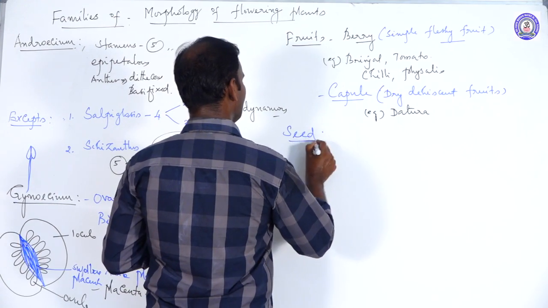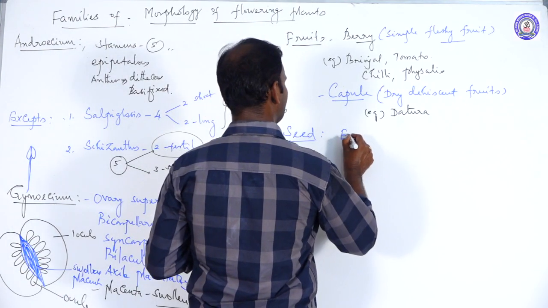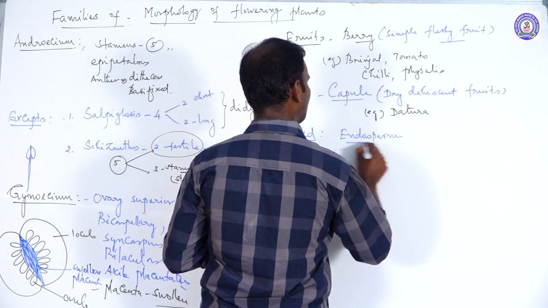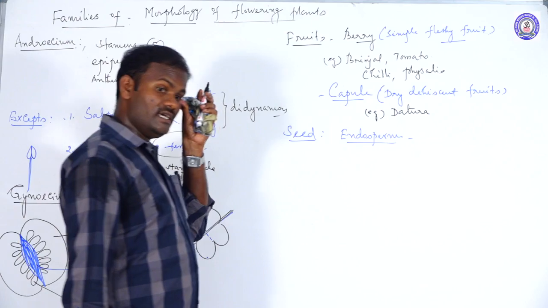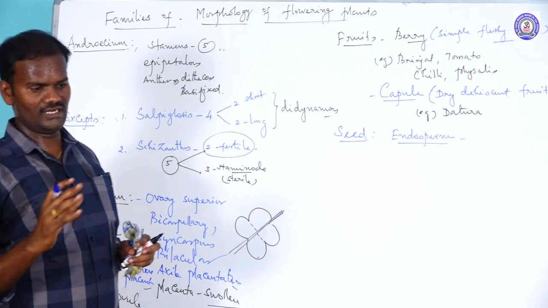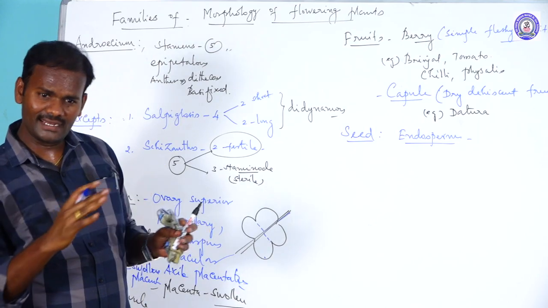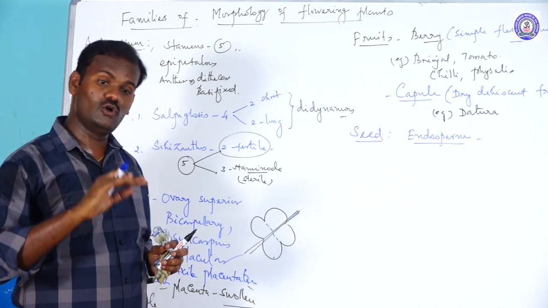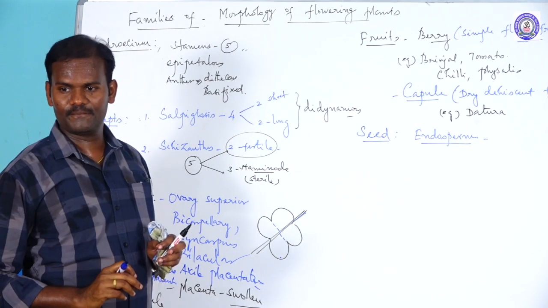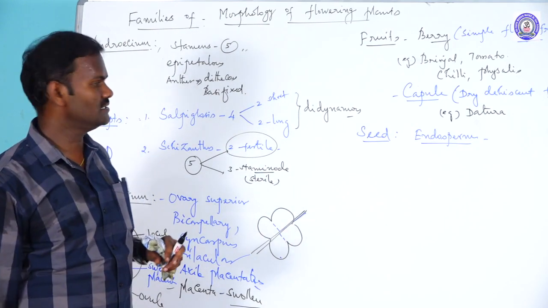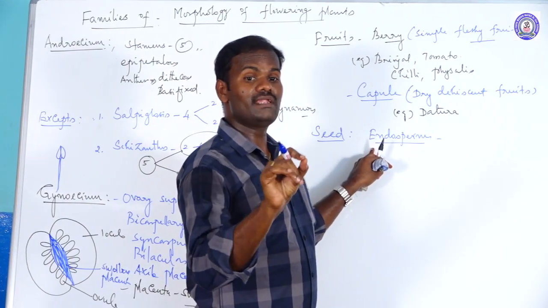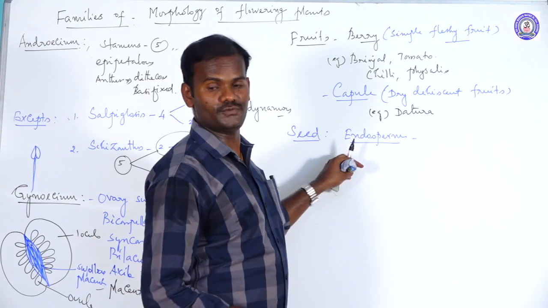Seeds are generally endospermic. Then what is called endosperm? In Fabaceae, the seeds are non-endospermic. In non-endospermic seeds, the endosperm is completely consumed by the embryo during development. Their food is stored in the cotyledons. That is called non-endospermic seeds. But here, in endospermic seeds, the endosperm is not completely consumed by the embryo.